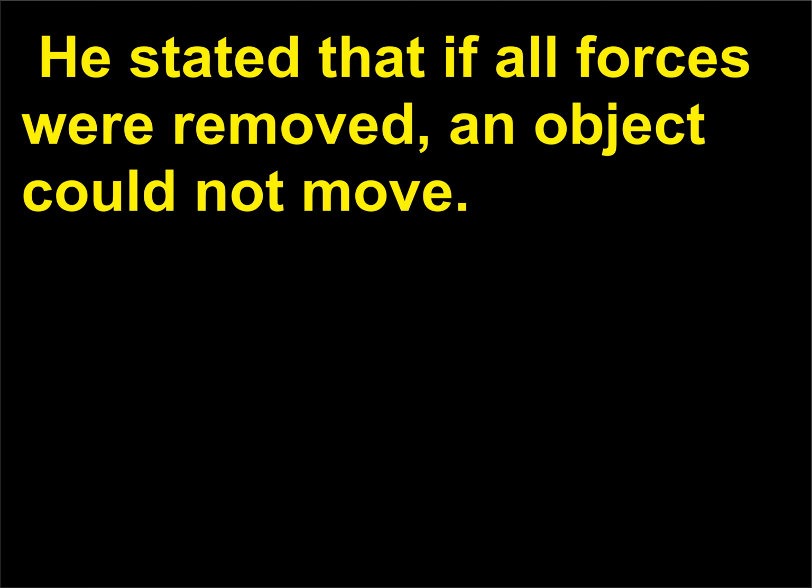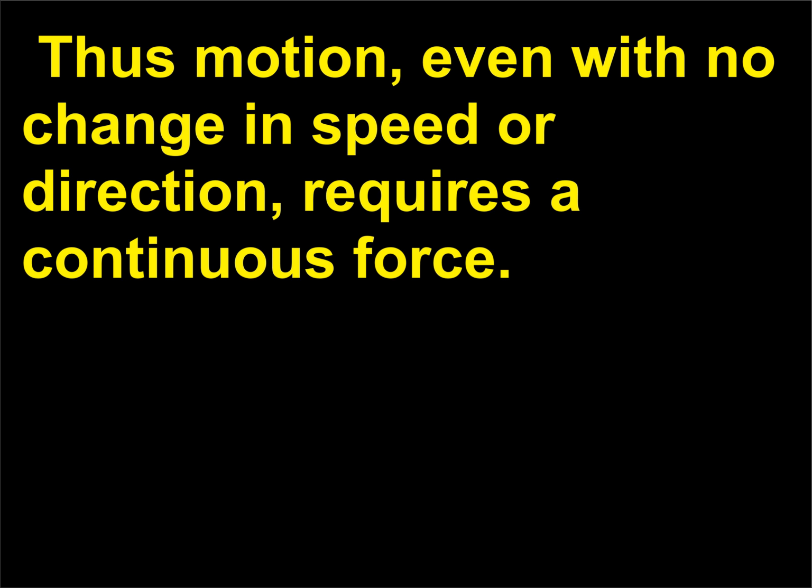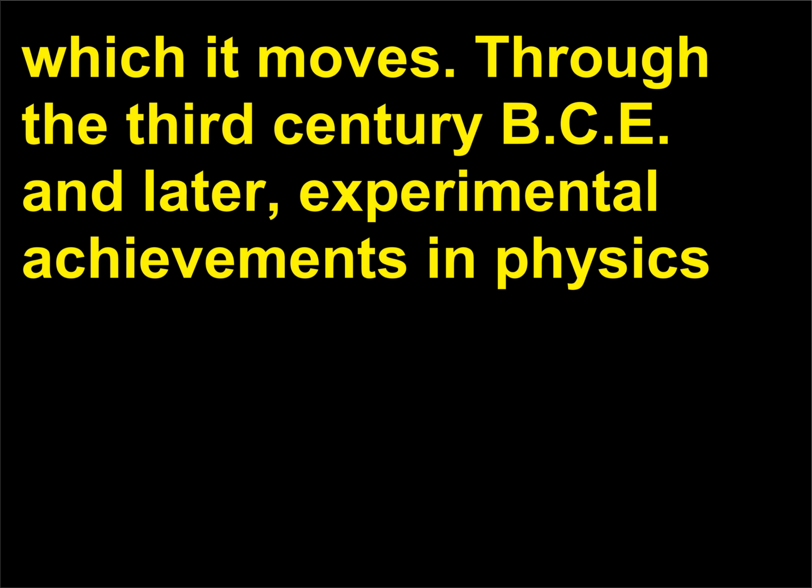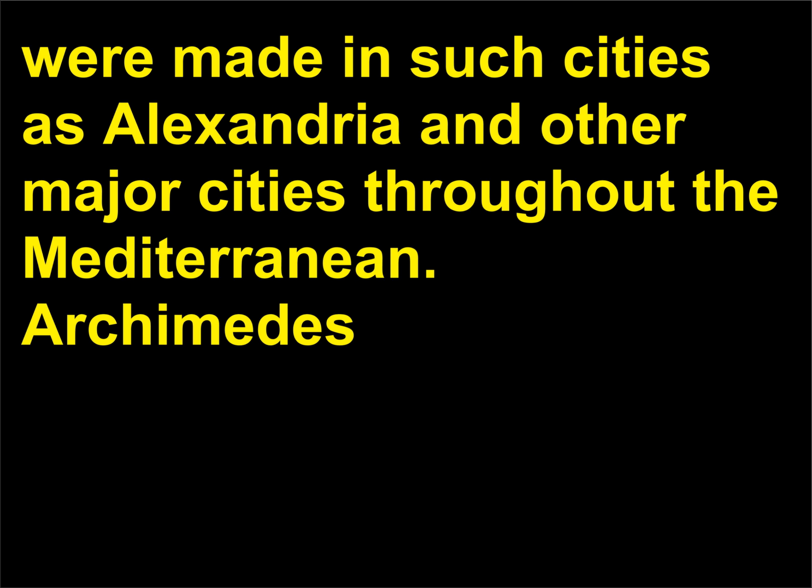He believed that these elements moved in order to seek out each other. He stated that if all forces were removed, an object could not move. Thus, motion, even with no change in speed or direction, requires a continuous force. He believed that motion was the result of the interaction between an object and the medium through which it moves. Through the 3rd century BCE and later, experimental achievements in physics were made in such cities as Alexandria and other major cities throughout the Mediterranean.